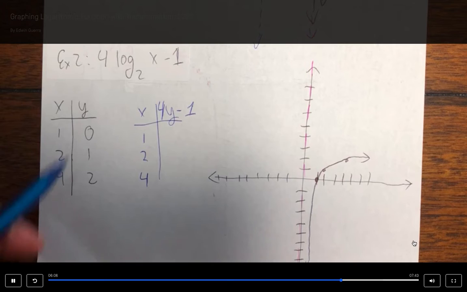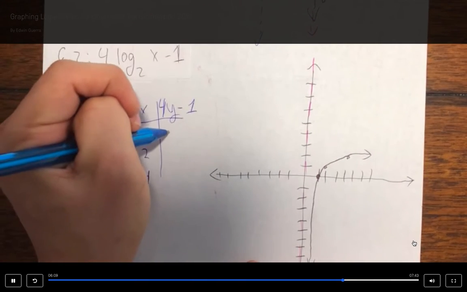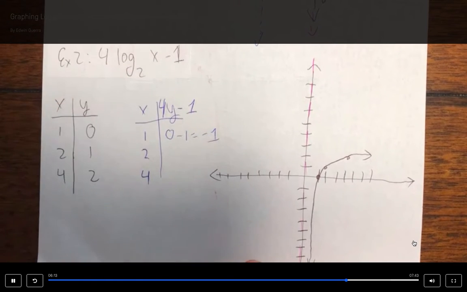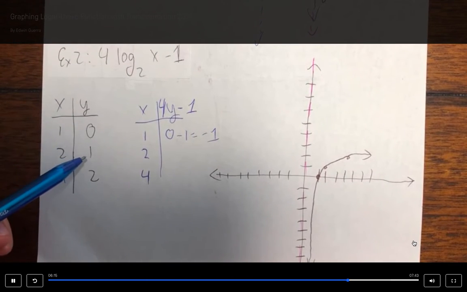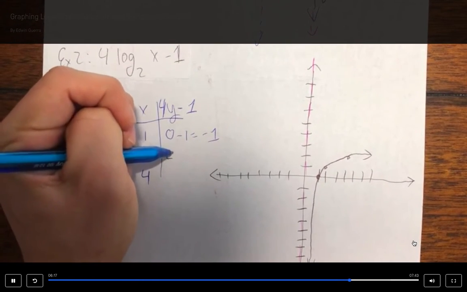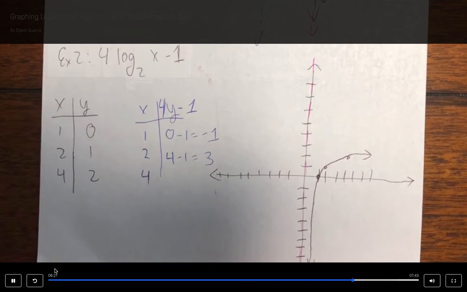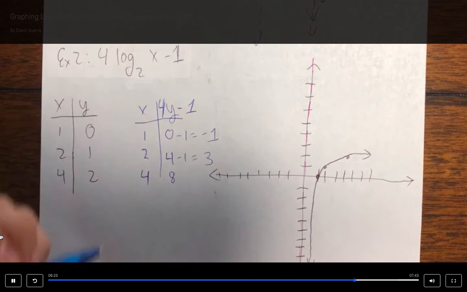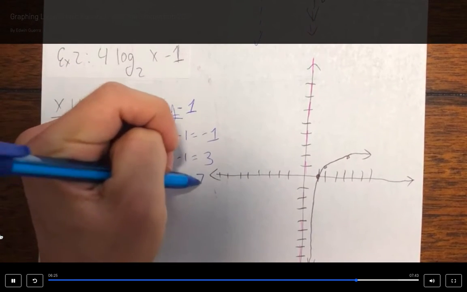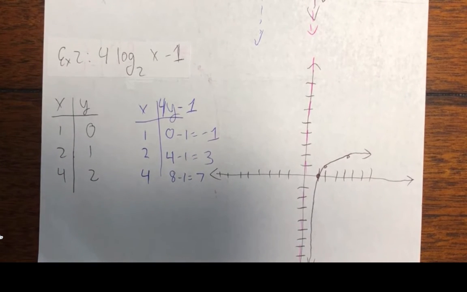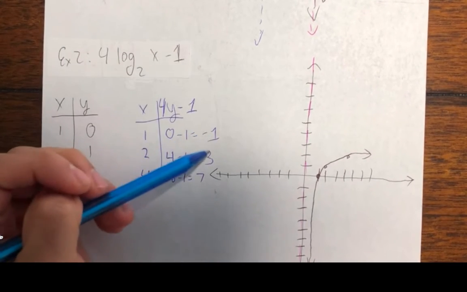But now the y values are going to change. First off, I have 4 times 0, which is 0. And then I subtract 1, I get -1. Then I have 4 times 1, which is 4. Then subtract 1, I get 3. Then I have 4 times 2, which is 8. And then 8 minus 1 is 7. So these are my 3 new y values.